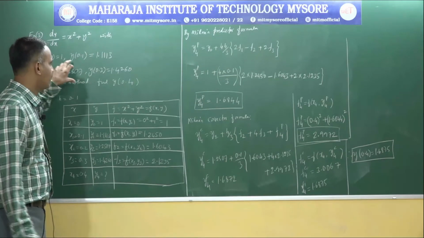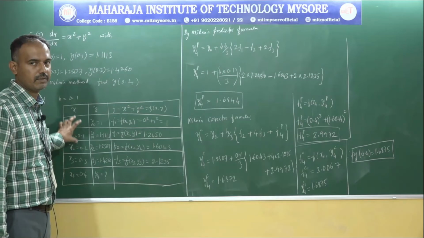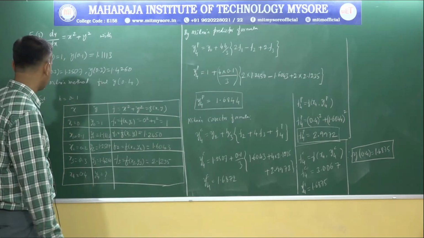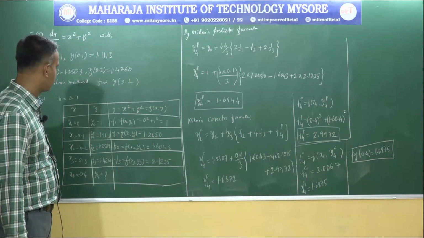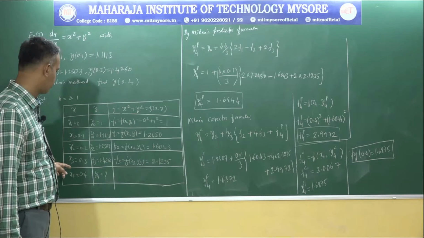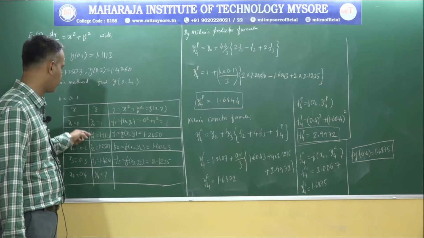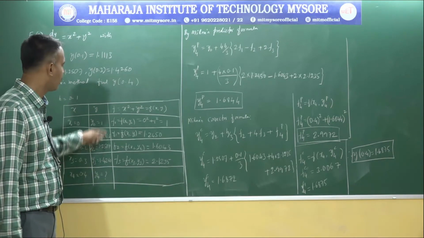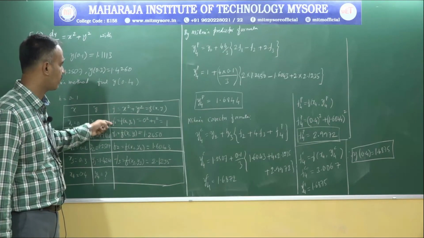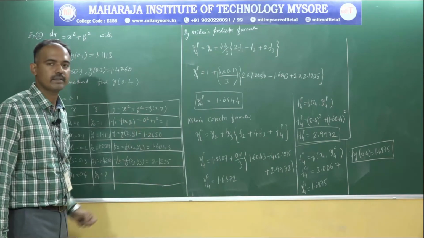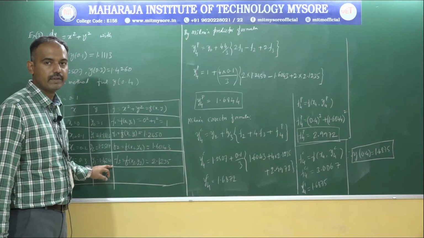Once again, the explanation of the example. In the given example, first construct the table, especially for Milne's method. Denote the corresponding x0, x1, x2, x3, x4, then the corresponding y0, y1, y2, y3, y4, and f0, f1, f2, f3. Using the function, first simplify f0 from x0, y0, then find f1, f2, and f3.